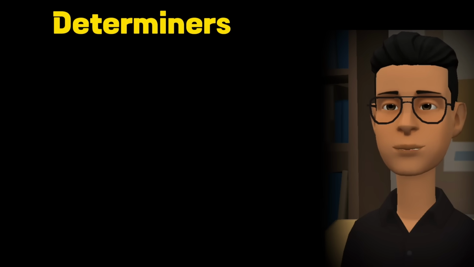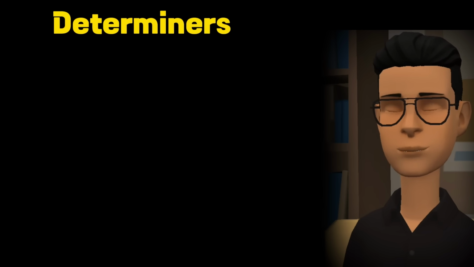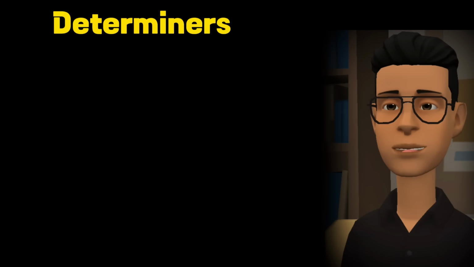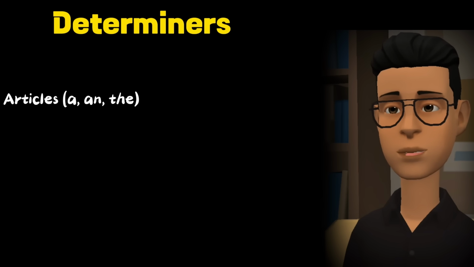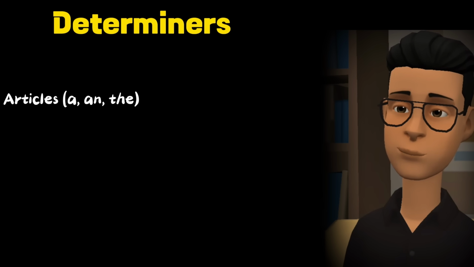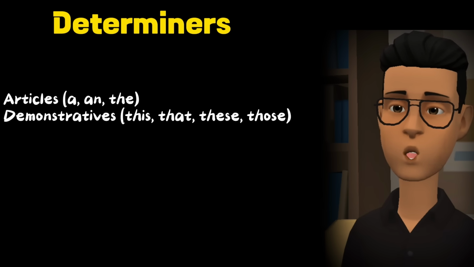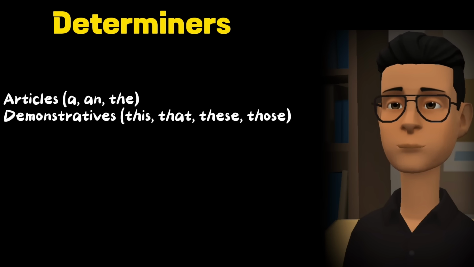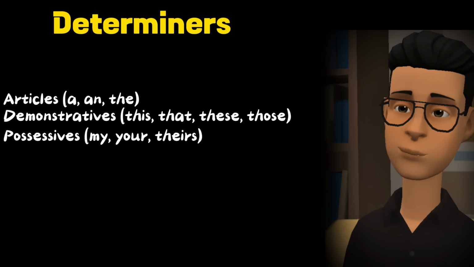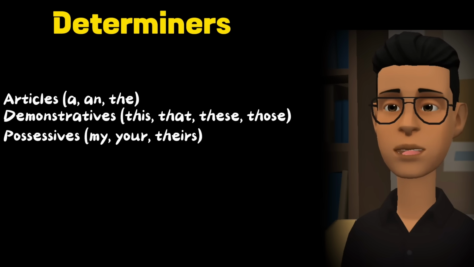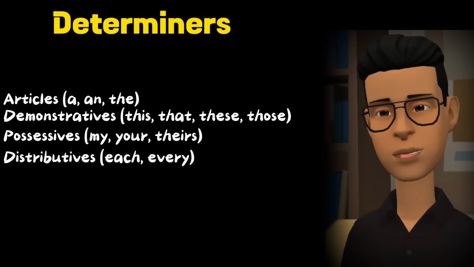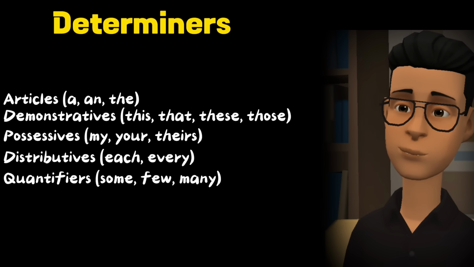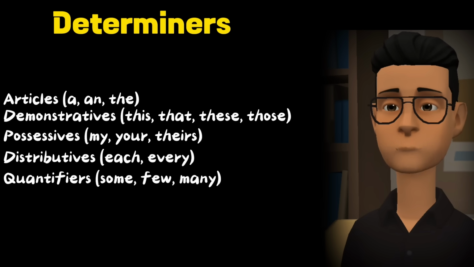Now, determiners. They are used before nouns to determine what the noun refers to. There are 5 types of determiners. Articles, that are a, an, and the. Demonstrative, that are this, that, these, and those. Possessive, that are my, your, theirs, etc. Distributive, that are each, every, etc. And quantifiers, that are some, few, many, etc.